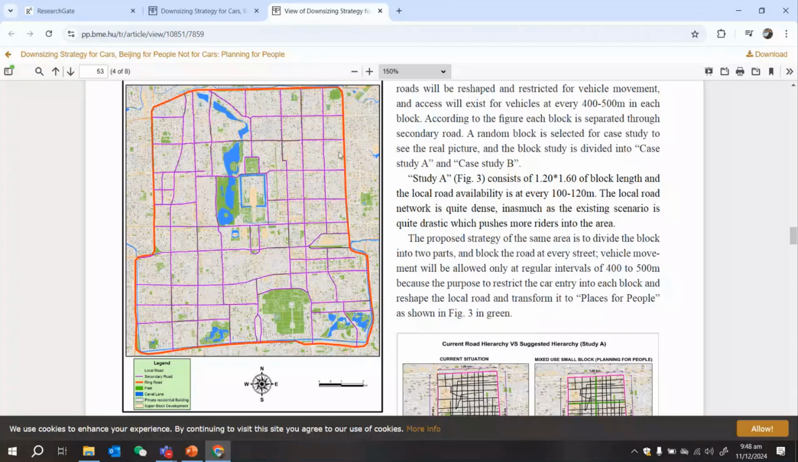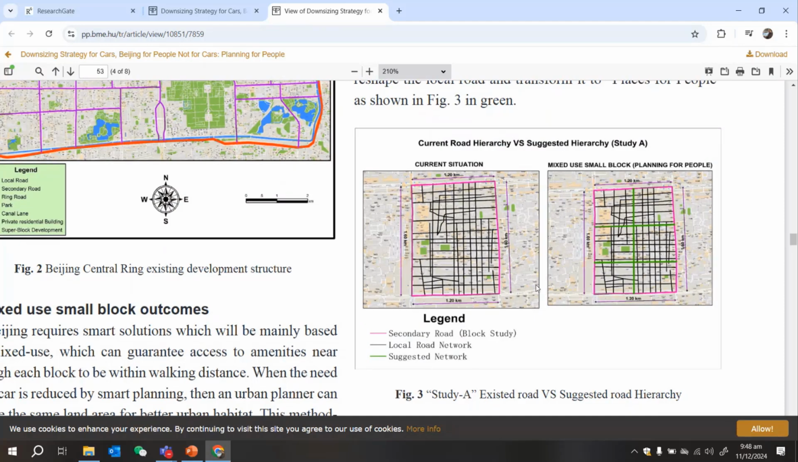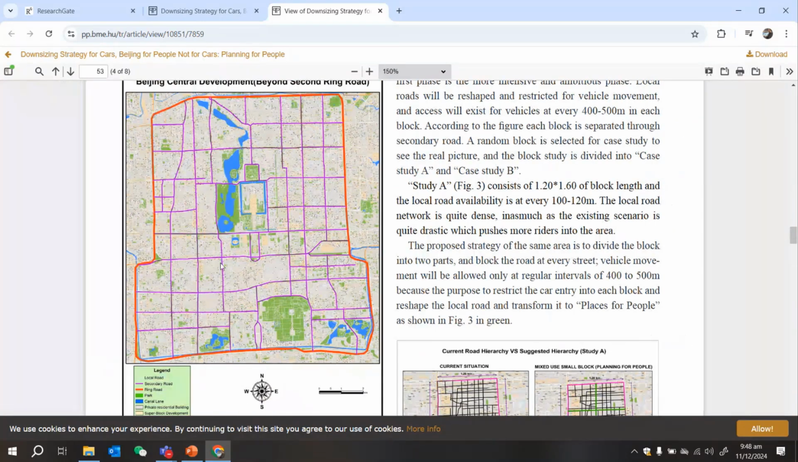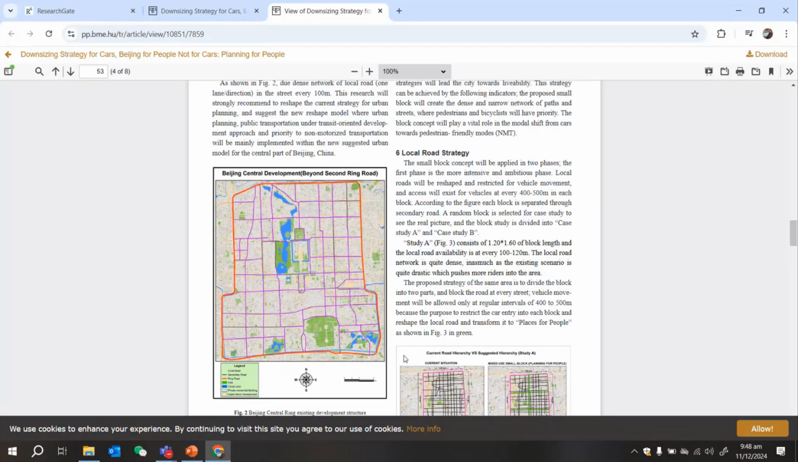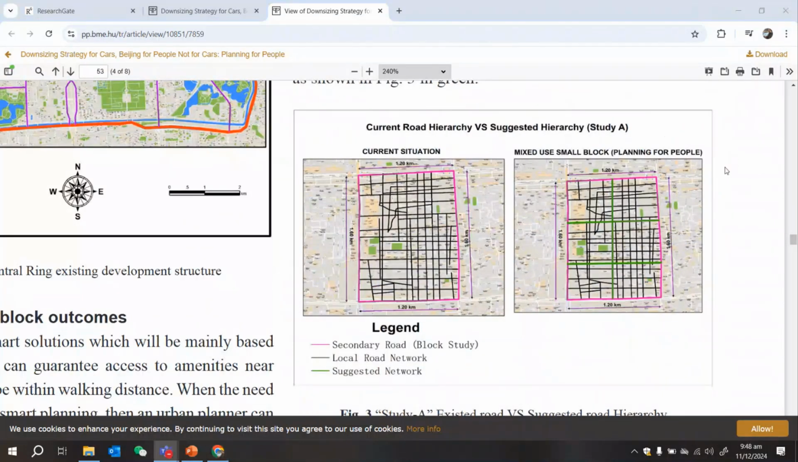This is the real study which was conducted within central Beijing. This was the current situation. This example is only one block, and the same study we have applied here. This is the situation before. Its width was 1.20 kilometers, and its length was 1.6. Those are the secondary roads, which bound that specific block.